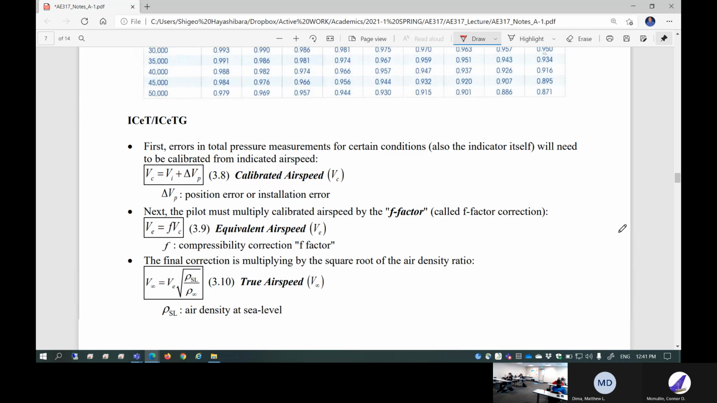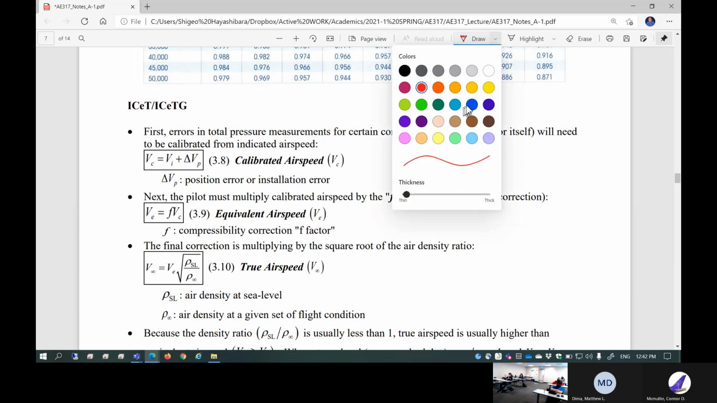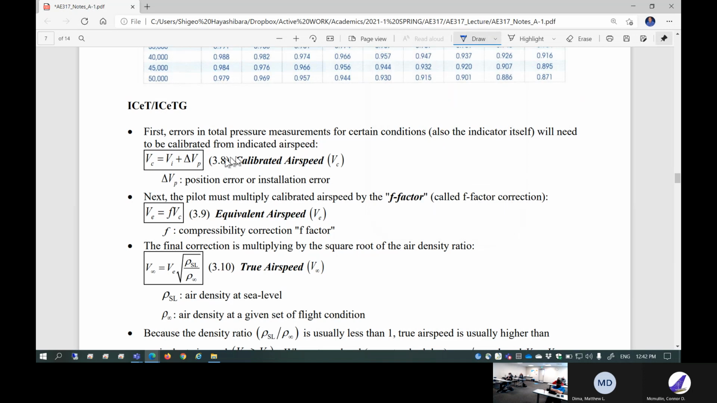So first of all, indicated airspeed is a direct sense of airspeed, and no one trusts it. It's usually not accurate. Indicated airspeed is what the instrumentation basically spits out. This is the indicated airspeed. So the first step is I to C, right? This indicated airspeed is something given, spat out from the airspeed measurement instrumentation.